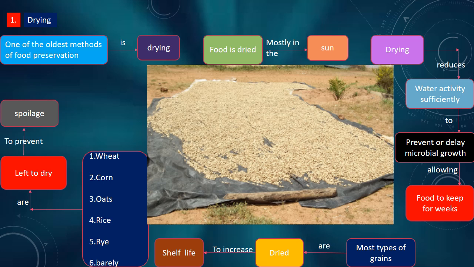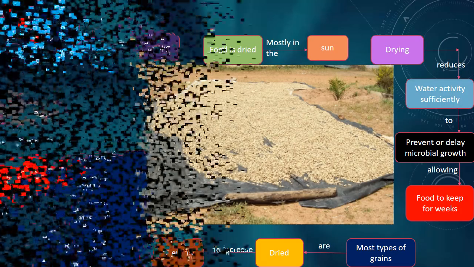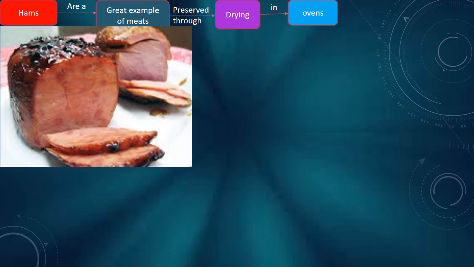Most types of grains are dried to increase shelf life. Wheat, corn, oats, rice, rye, and barley are left to dry to prevent spoilage. Hams are a great example of meats preserved through drying in ovens.